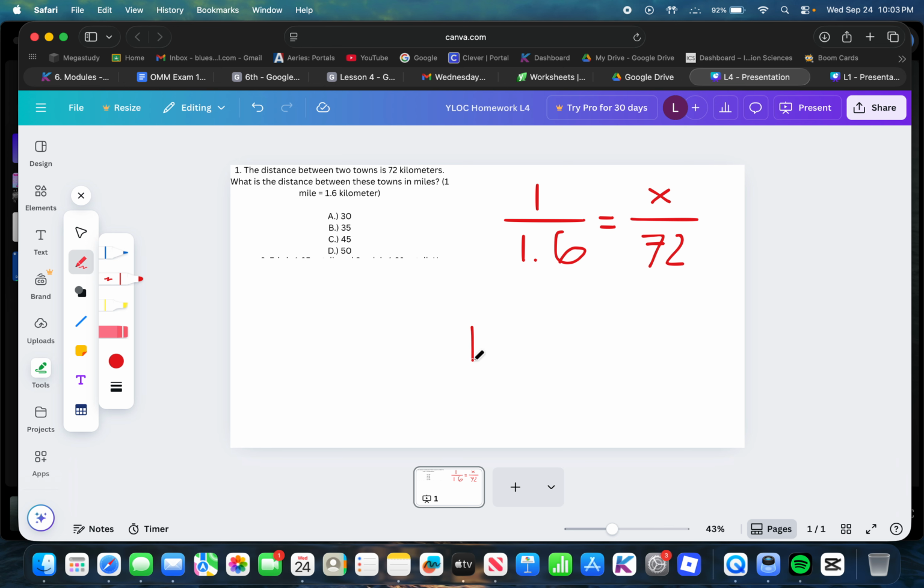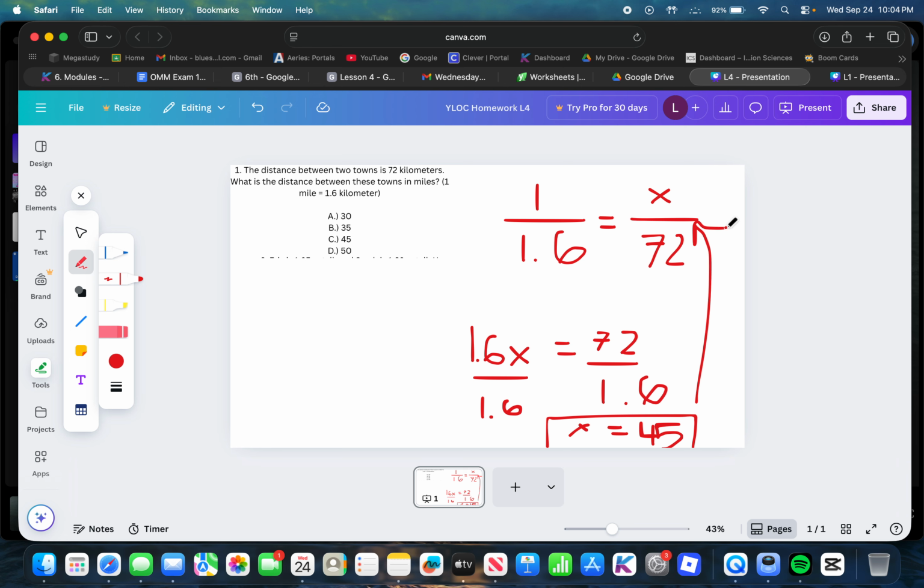Here we cross multiply: 1.6x equals 72 times 1, which is just 72, and then divide from there. 72 divided by 1.6 should be around 45. So x should be 45. And let's say you don't know, you can always plug x back in to substitute. Number 1 should be C. Alright, next question.